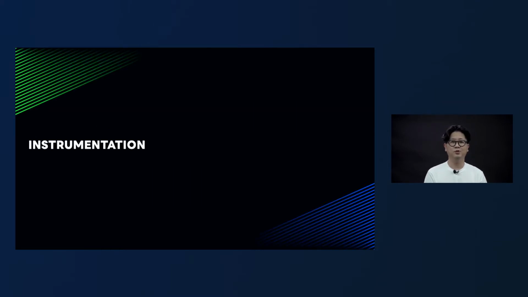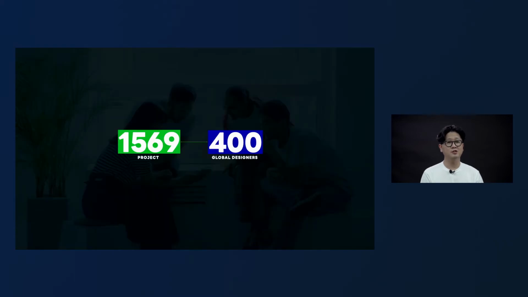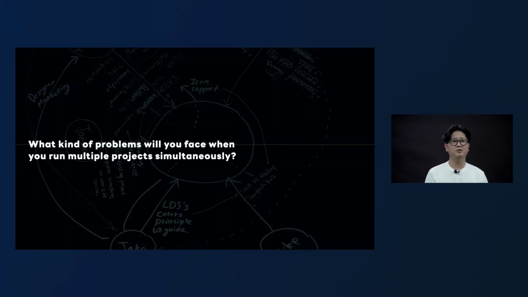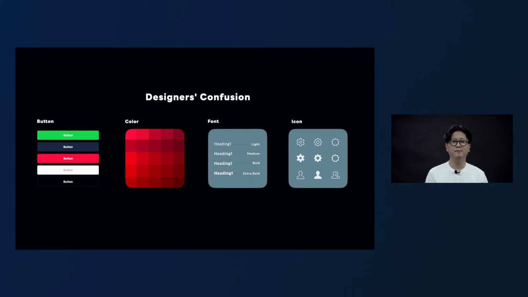First, let me tell you about the reason why we built the design system. I did mention this last year, and the numbers came from the starting point, which was June of 2019. So 400 designers worked on 1,500 projects. Then what was the problem for 400 designers who worked on multiple projects simultaneously? And not only for designers, but what issues were there for developers most directly connected to product production?